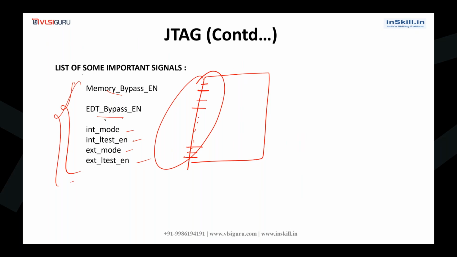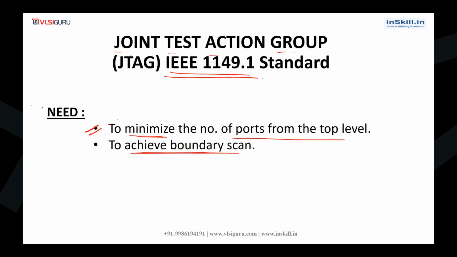So that's why we make use of JTAG to internally control these signals. With the help of JTAG, we are able to minimize the number of ports from the top level.